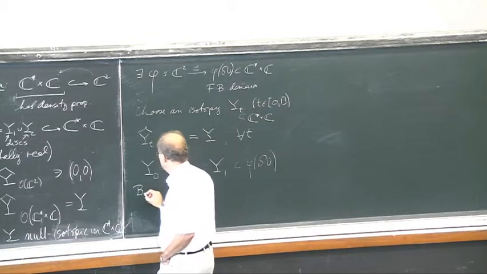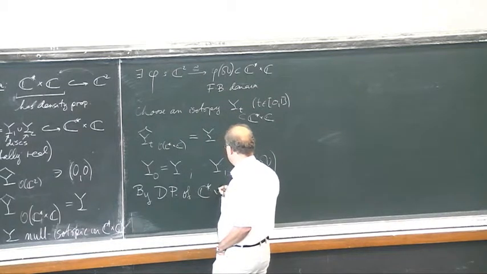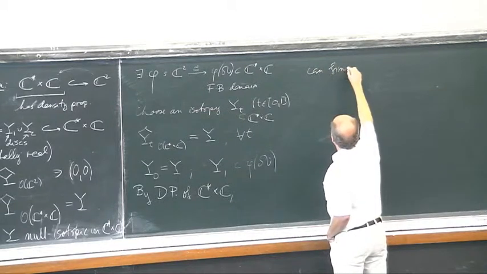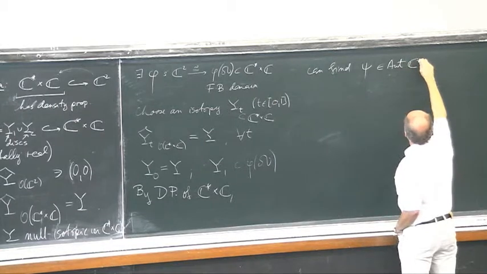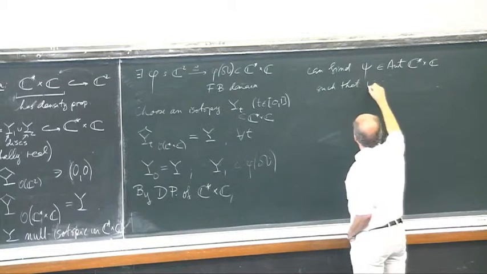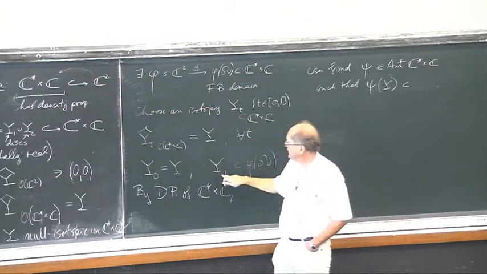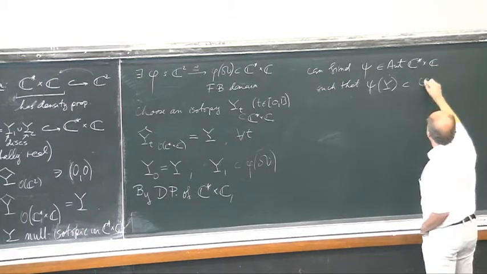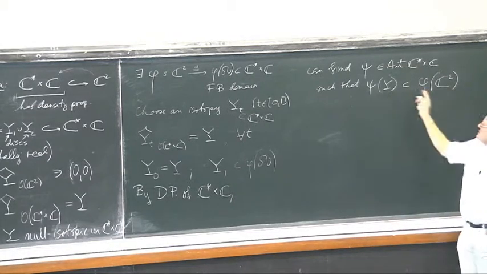So by density property of C star cross C, we can find a psi, let's say, which is an automorphism of C star cross C, such that psi of y is approximately equal to this y1. So it's, in any case, it's still contained in this big open set. So this is a compact subset contained in here.